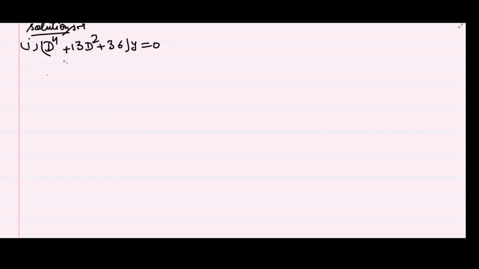In order to solve this differential equation, we have to first write the auxiliary equation. The auxiliary equation will be m to the 4 plus 13 m square plus 36 that will be equal to 0. So this is our auxiliary equation that we get by replacing D by m. You have to make sure one thing, you have to replace definitely D by m.